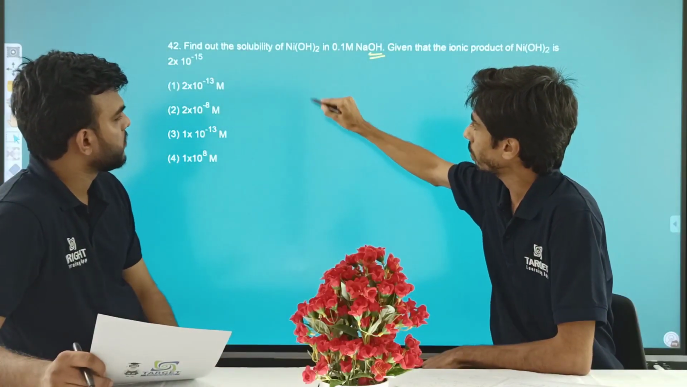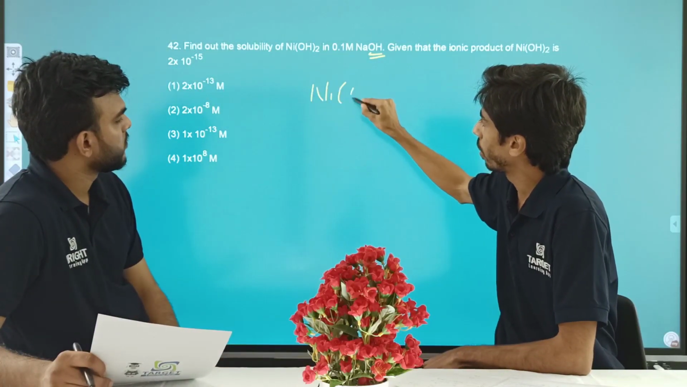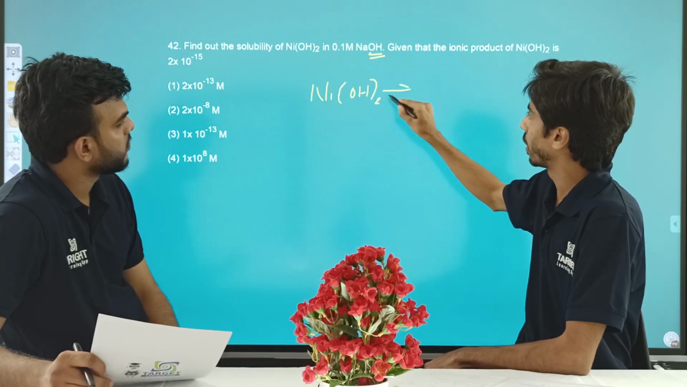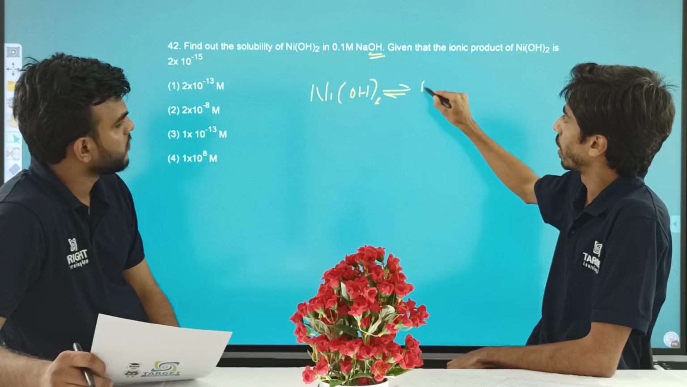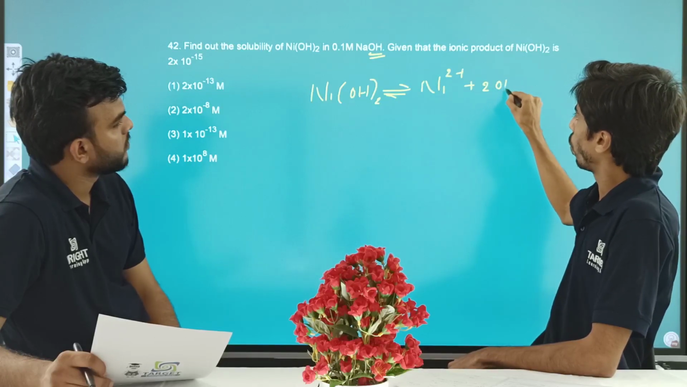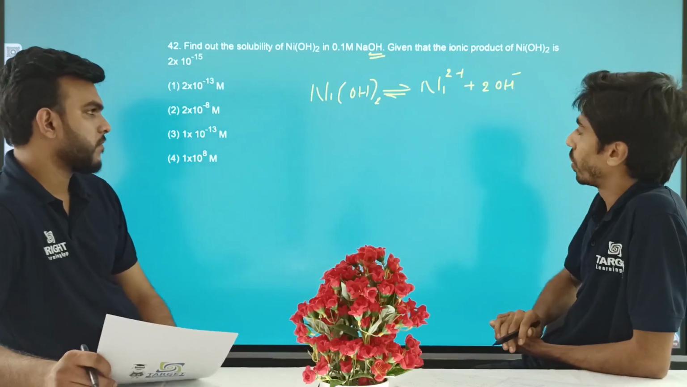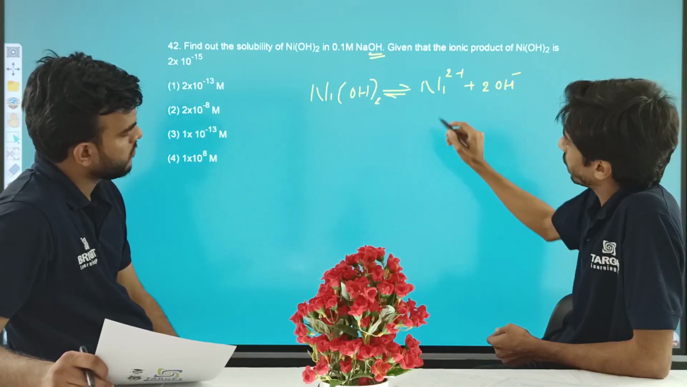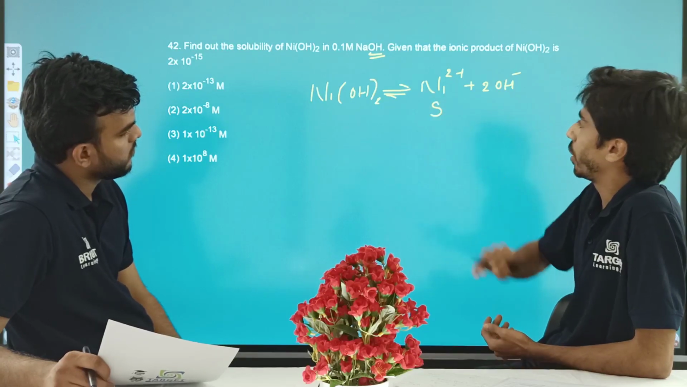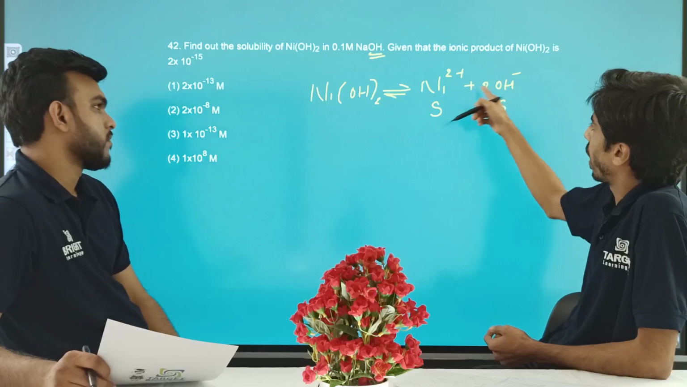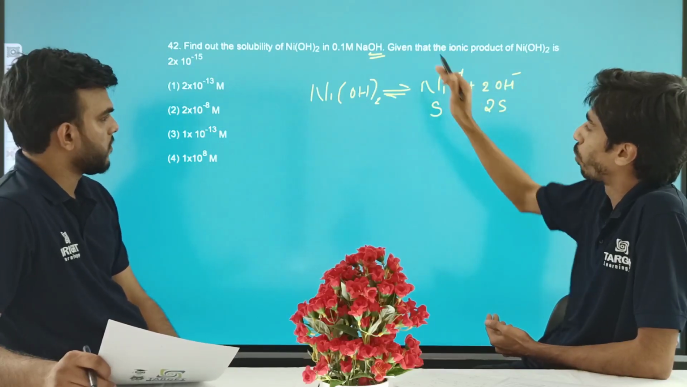Ni(OH)2 will give, on partial dissociation, Ni2+ and we'll be getting 2 OH-. This is the dissociation of nickel hydroxide. So if S is the solubility of Ni2+, then 2S will be the solubility of OH-, because we are having two OH- for each Ni2+.